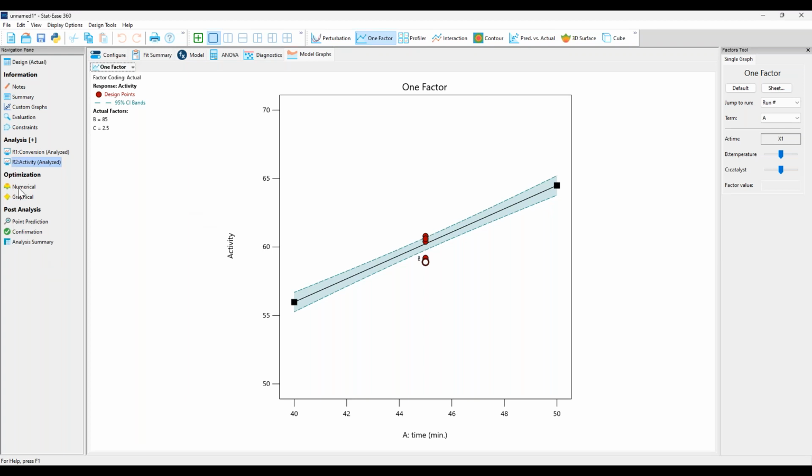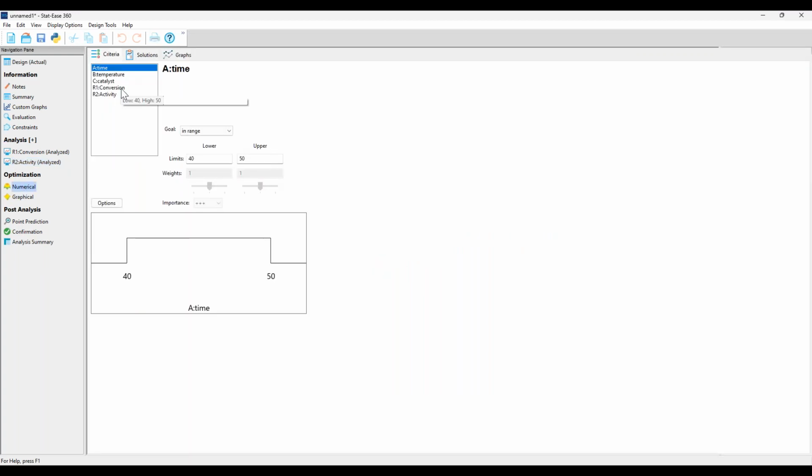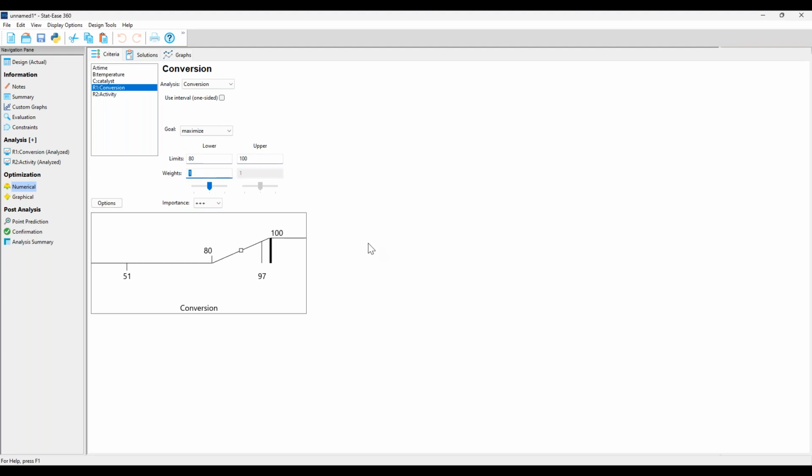So we're going to come down to the optimization module. And here I'm going to look at my two properties, conversion, and what did we say we want to do with that? Well, we want to maximize it. We want to make sure that we achieve at least 80%. And I suppose if we could get to 100, that would be the ideal condition.